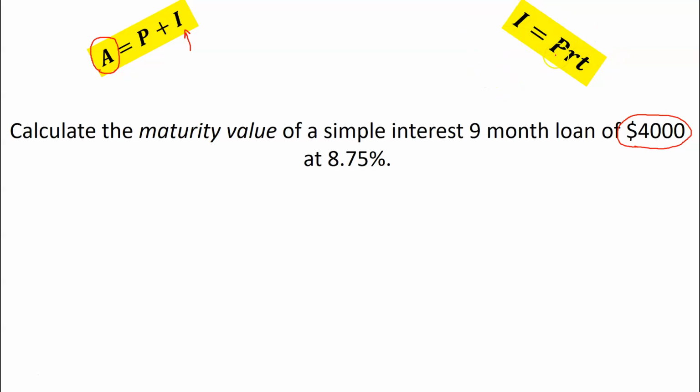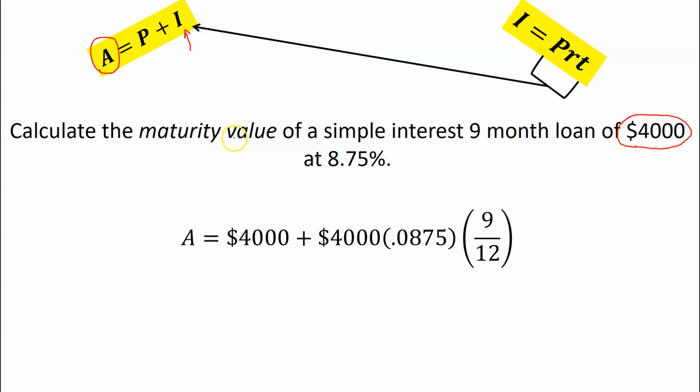So I'll use this, $4,000, 8.75% interest as a decimal, and 9/12 of the year, 9 months out of the year. Okay, so I'll calculate that, and then I'll substitute it in right there. Then I can add that $4,000 principal to get the maturity value. So that's all I'm going to do right there. I've got the amount is $4,000 plus $4,000 times my interest rate times my fractional unit of time.